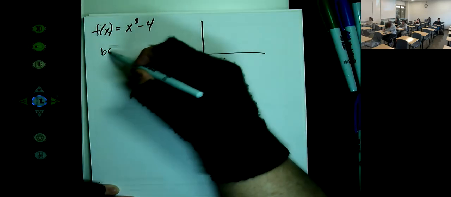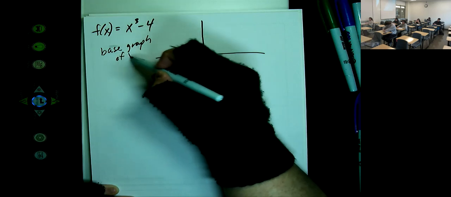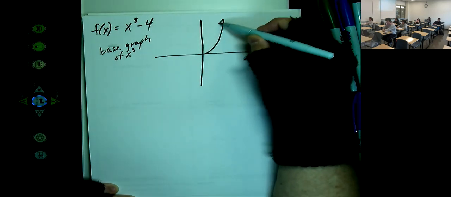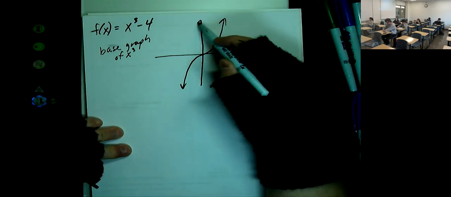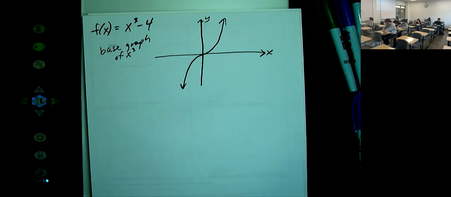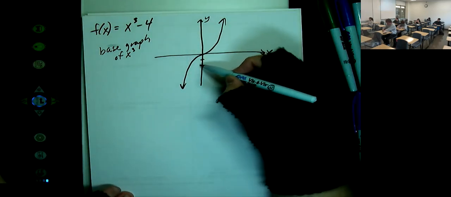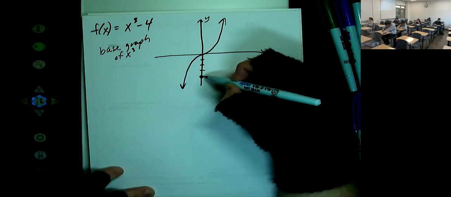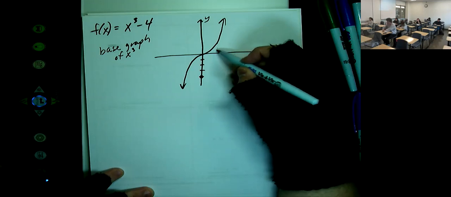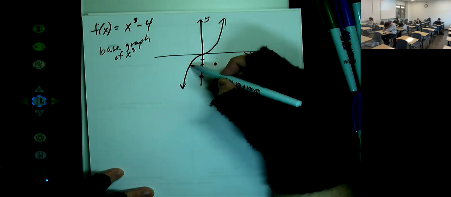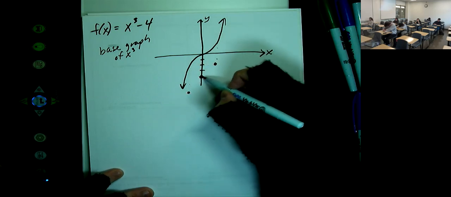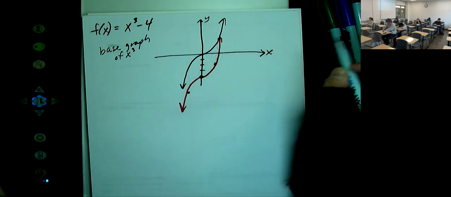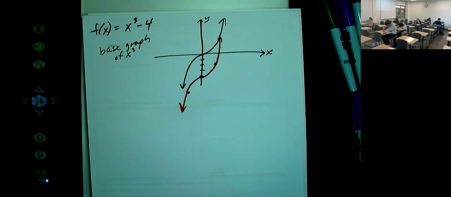The base graph of x cubed is like that. If I want to do x cubed minus 4, I am literally just shifting that graph down 4 units. Other than that, it's the same graph, it's just moved.